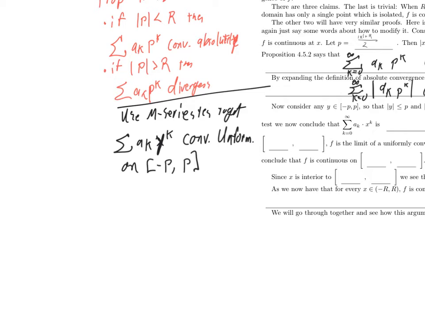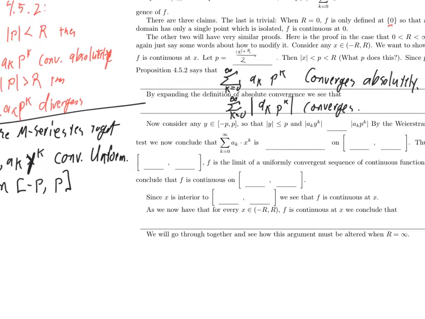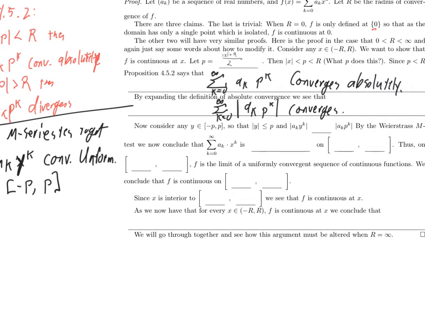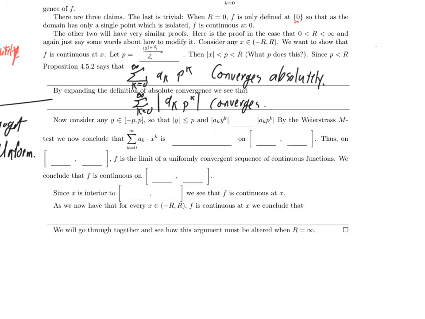But because of our choice of p, I'll know that x is interior to that interval. So I'll know that the function is continuous on this bigger set, which contains x in its interior. And that will give me that the function is continuous at x. Since x was chosen arbitrarily, I'll know that the sucker is continuous everywhere. So let's go ahead and make that happen.